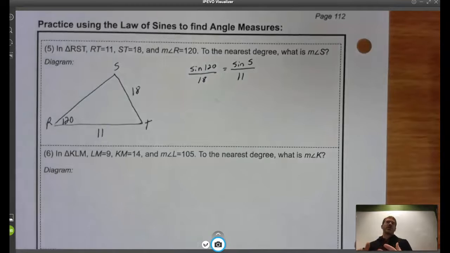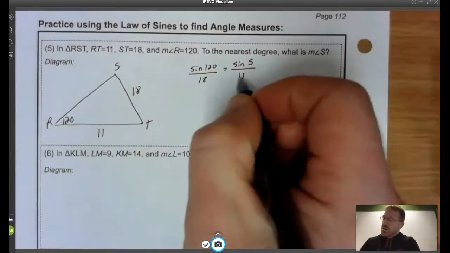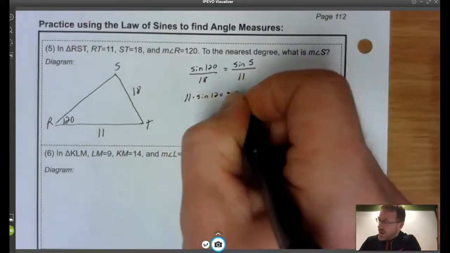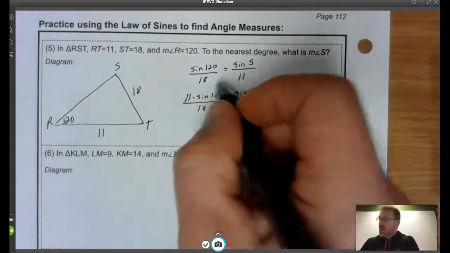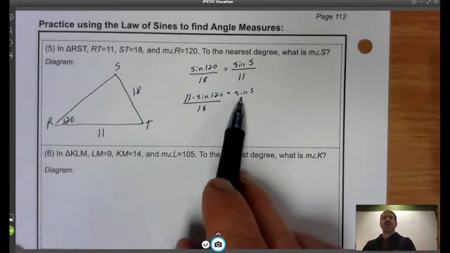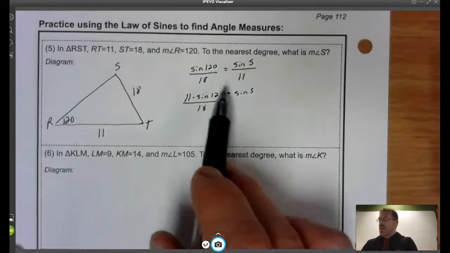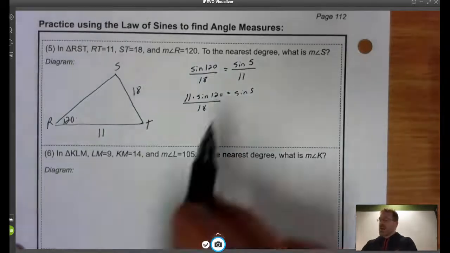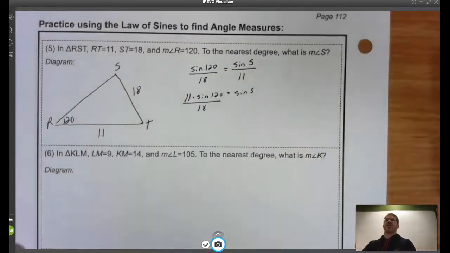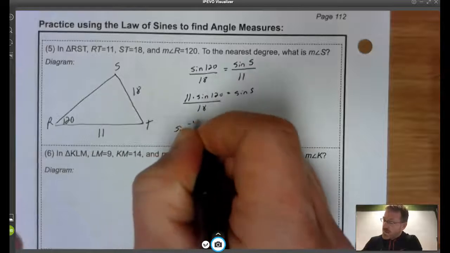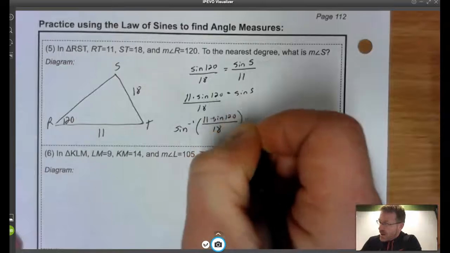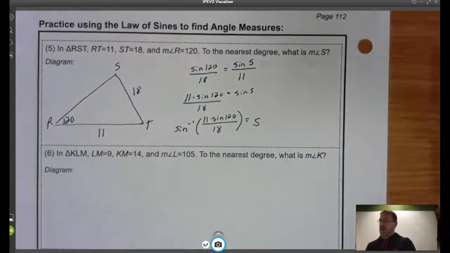Now, once again, the wonderful thing about this is, once we set it up, we solve the same way. So it's a proportion. We're going to cross multiply. So now, I'm going to just jump here to 11 times sine of 120 equals sine of S. And notice I don't have to cross multiply this way because I'm solving for this guy. So I'm solving for sine. So I'm going to leave that 18 in the denominator. Now remember, anytime we're solving for an angle, we have to use the inverse trig function. So here's sine inverse. And then once again, I'm just going to put all of this into my calculator to make it as accurate as possible.